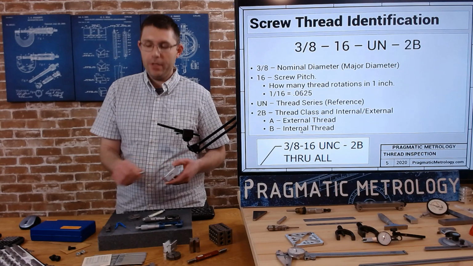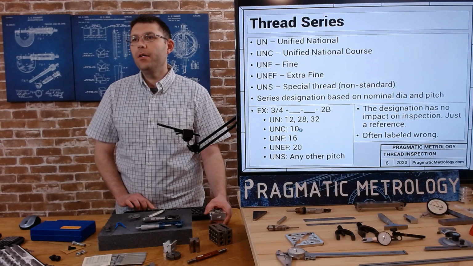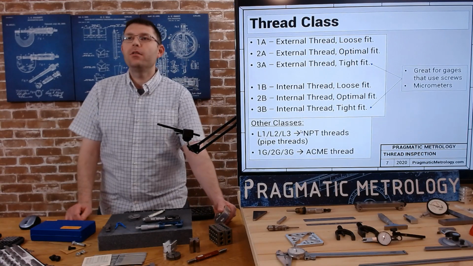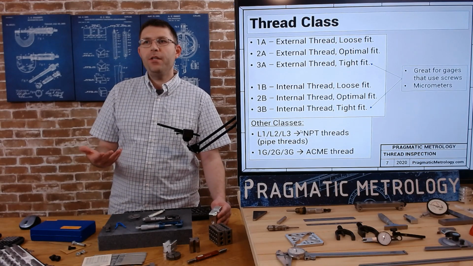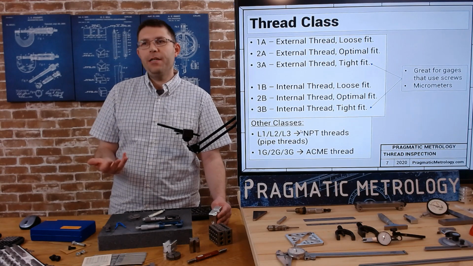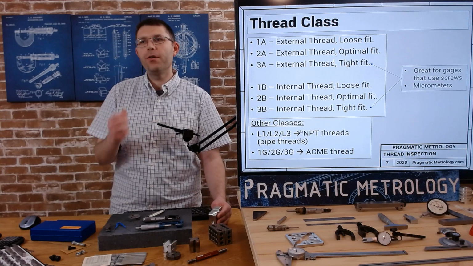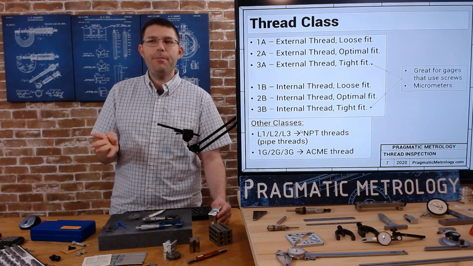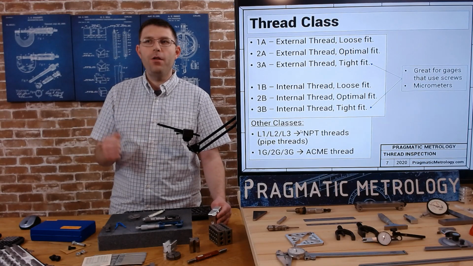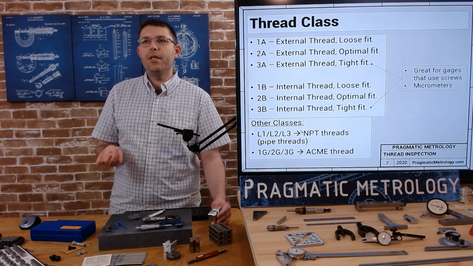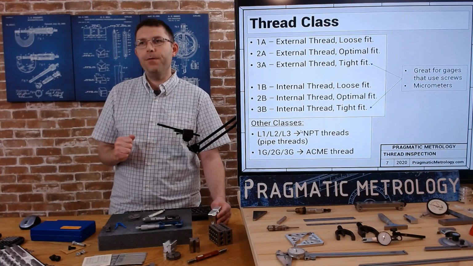The number 2 is relative to a thread class. So when you're talking about 1, 2, or 3, 1 is a loose fit, 2 is a typical fit, and 3 is a tight fit, whether you're talking about nuts or bolts, internal or external. When you're dealing with tapered threads, you're going to have an MPT series, L1, L2, L3, that follows the same trend. And Acme threads, 1G, 2G, 3G. As you get larger numbers, it gets a tighter and tighter fit.